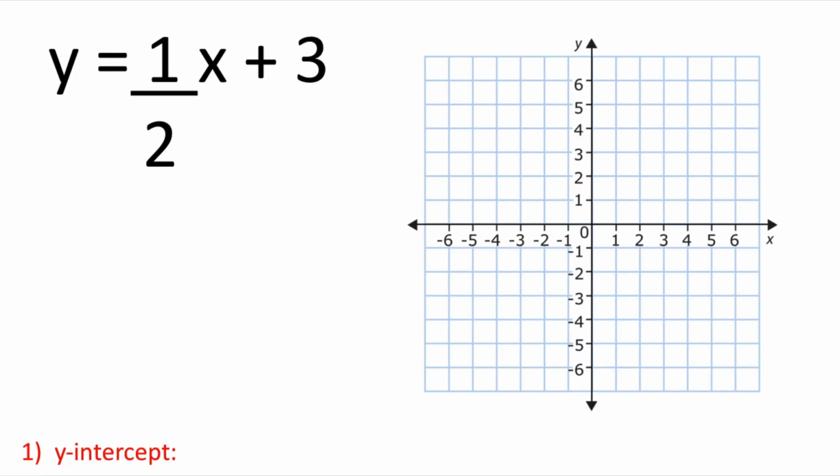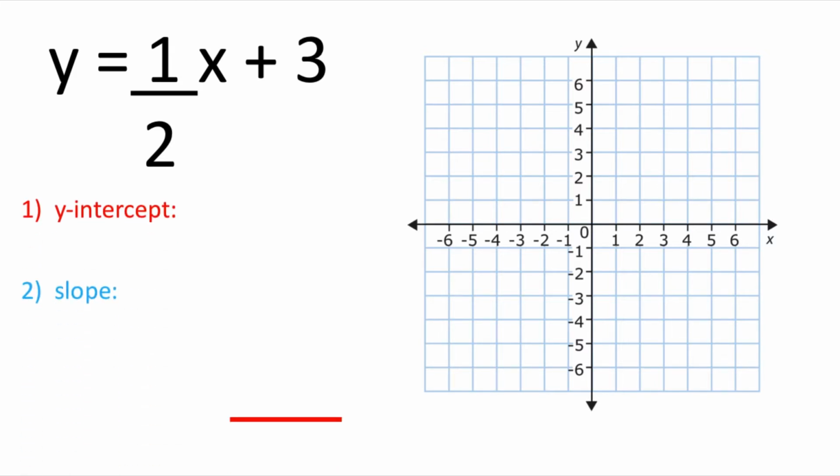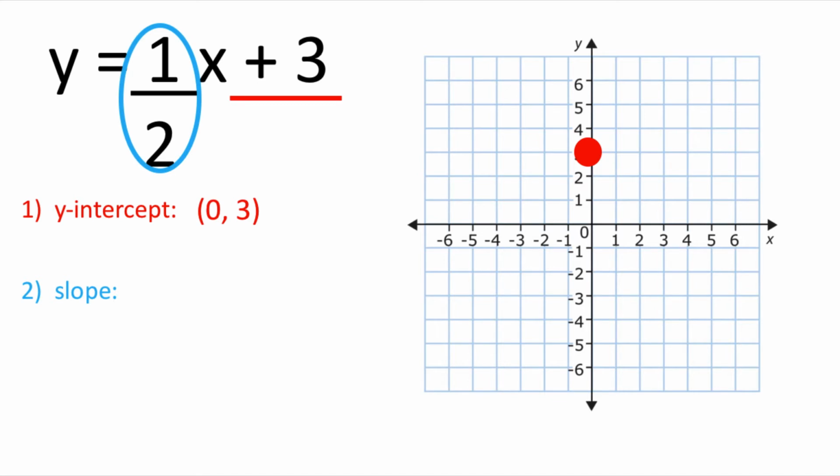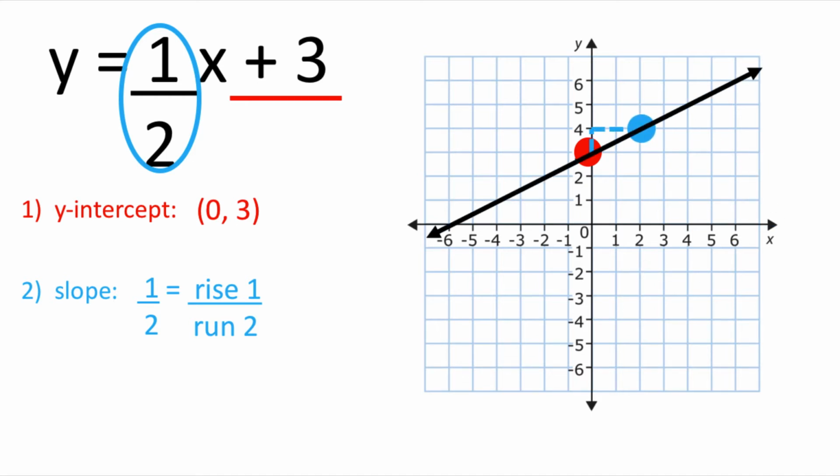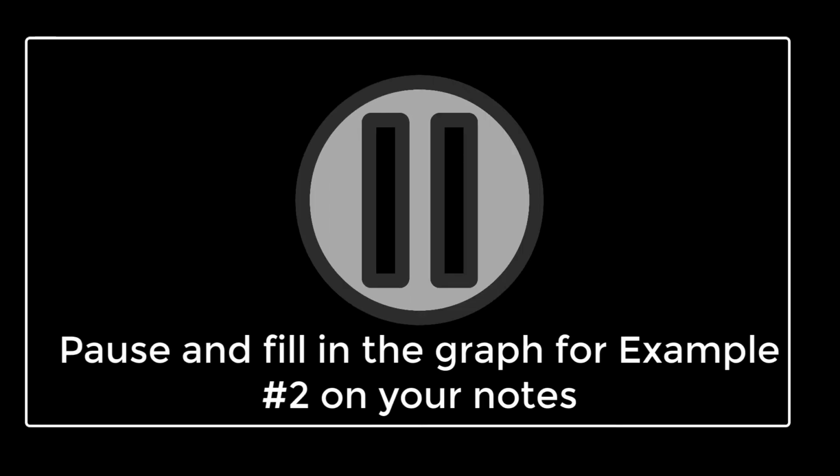Now, to graph this equation, you're going to start with the y-intercept at the point 0, 3 on the y-axis. From there, you need to build off of that point using the slope. 1/2 means to rise 1 and run 2. Now that you have a second point, you can make your line. Pause this video right now to fill in number 2 on your notes.